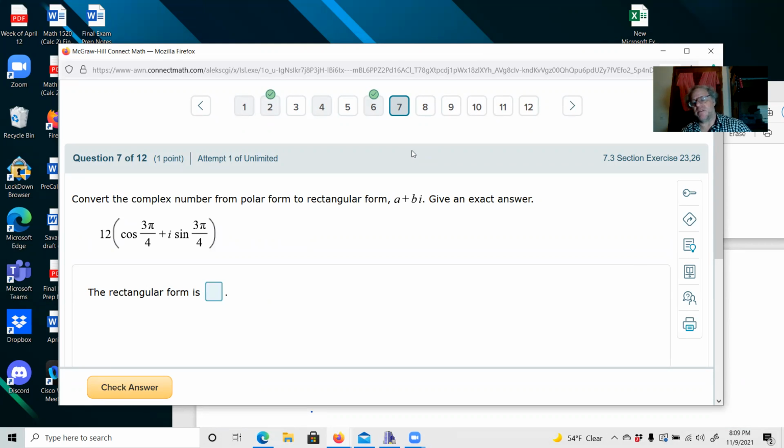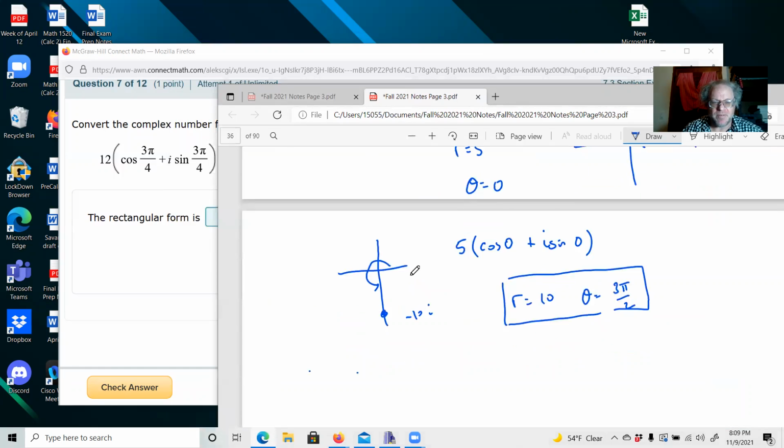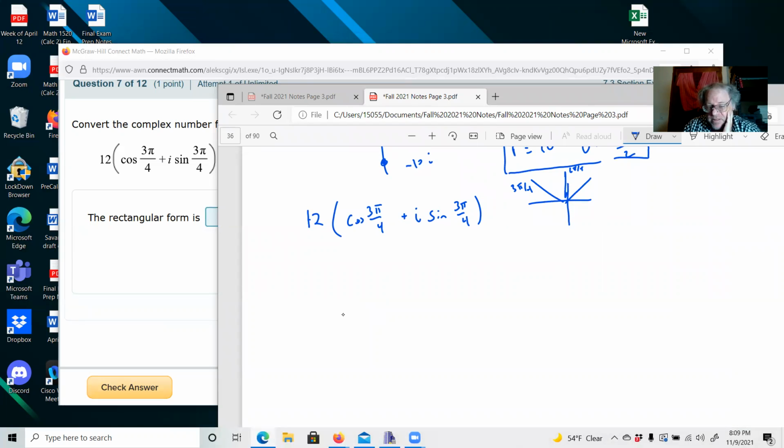Convert to rectangular form. Okay, so now we've got to go the other way around. Okay, not too bad. So here we have 12 cosine of 3 pi over 4 plus i sine 3 pi over 4. Which quadrant is 3 pi over 4 in? It's in quadrant 2, right? Because here we go. We have 1 pi over 4, 2 pi over 4, 3 pi over 4. So the cosine is going to be negative, sine will still be positive. So the relevant reference angle for 3 pi over 4 is pi over 4.